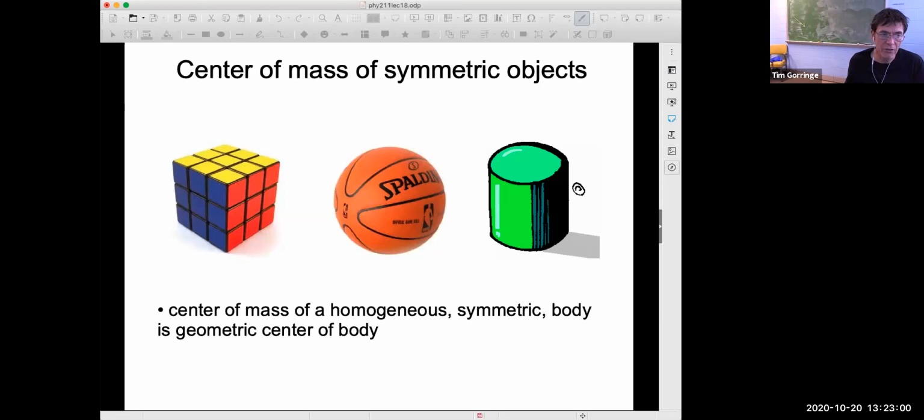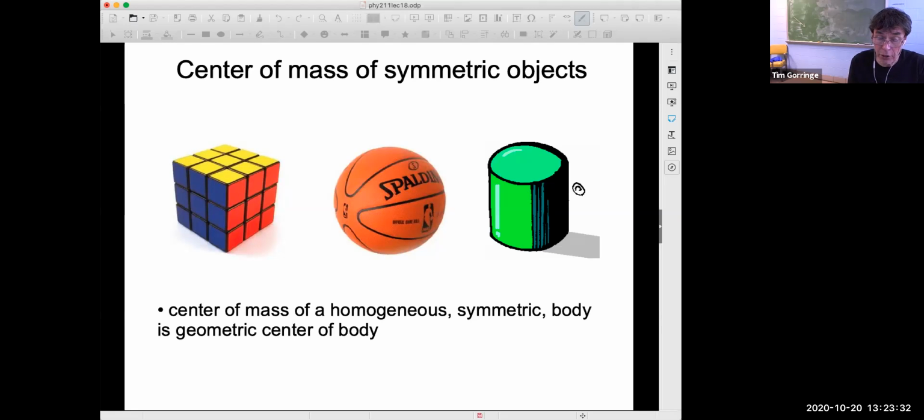A few more remarks about center of masses. Sometimes you don't have a collection of point masses where you can apply that formula. But rather, you've got some symmetric, nice geometric distribution of mass. So a cube would be an example. A sphere would be an example. A cylinder would be another example.